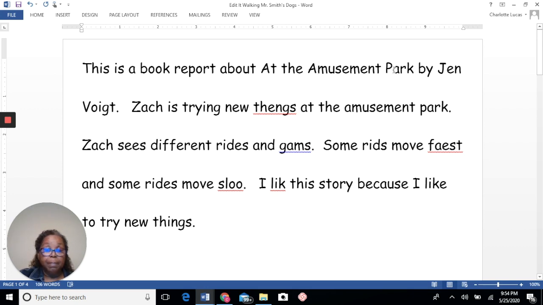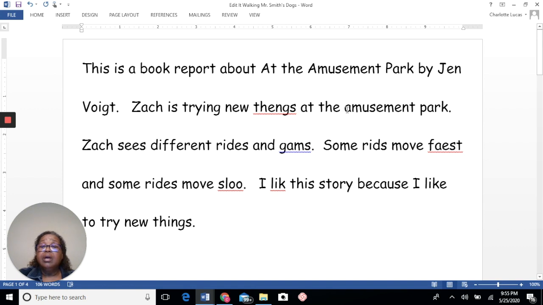All right? You're going to trust me on that. The word the is what we call little small words. The smaller words are not capitalized, but all of the rest of the words in a title have to be capitalized. At the Amusement Park, by, the author is Jen Voigt. Very good. Zach is trying new things at the amusement park.